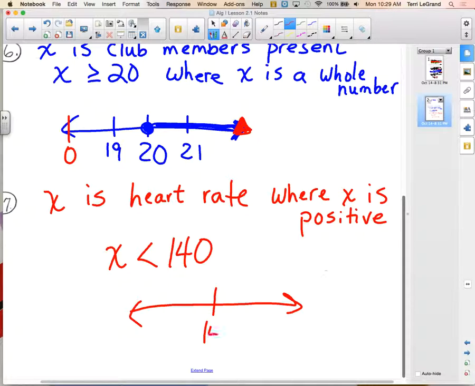Okay, 140. This one can't go, so we're not going to put the other integers. We're going to put a 0 here. Remember, it can't be 0 or you'd be dead. It can't be 140. They want it under 140. So we would shade in between those two.